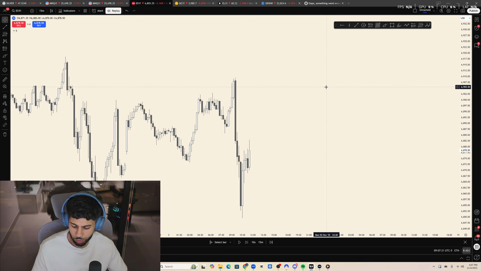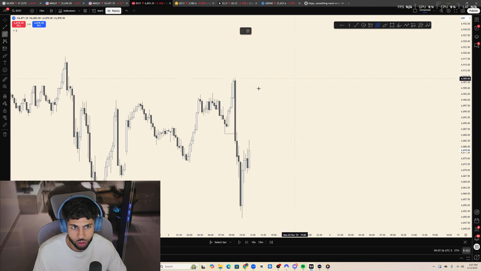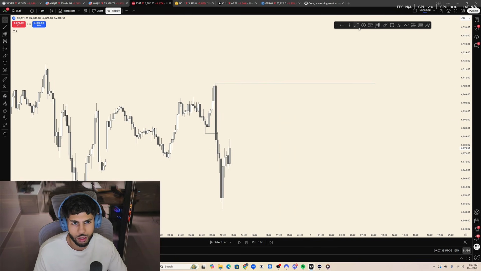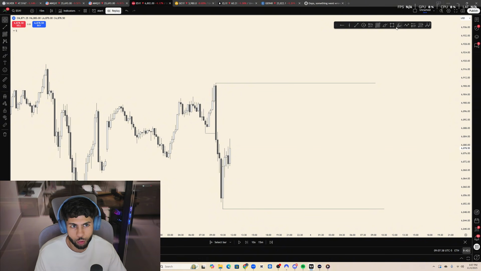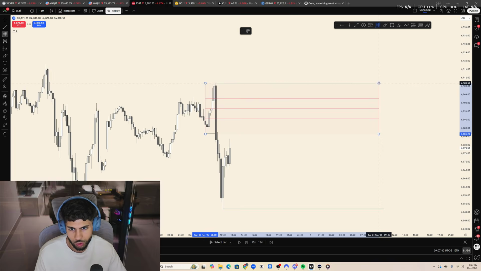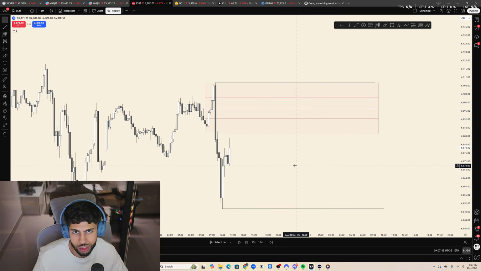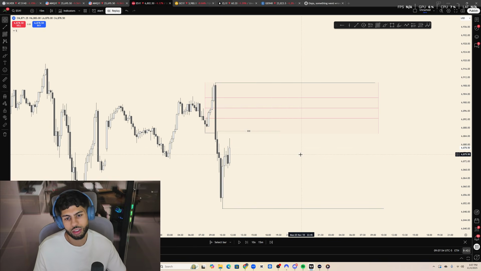So the overall bias is now, okay, we have shifted structure. This is a real shift in structure because it mitigated this previous zone here. So this is now my protected high and this is now my low. According to this, we should pull back into this previous zone, which is here, and continue lower with the trend. Do I have any liquidity in my zone? Well, that's where we first left it. We tapped back in and we pushed lower. So this tap here is my liquidity.